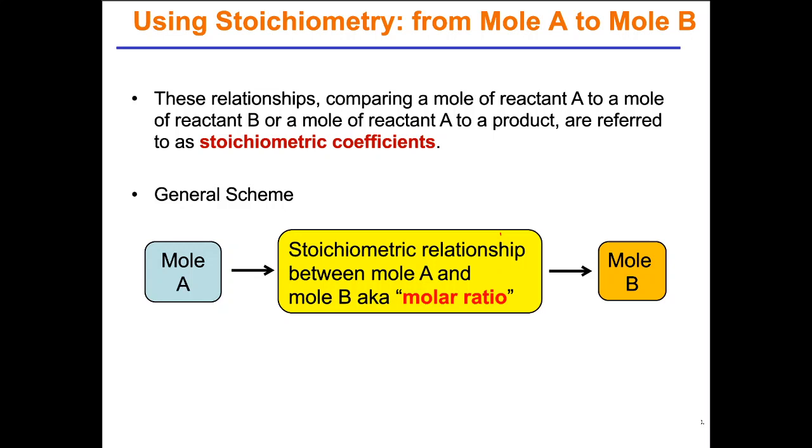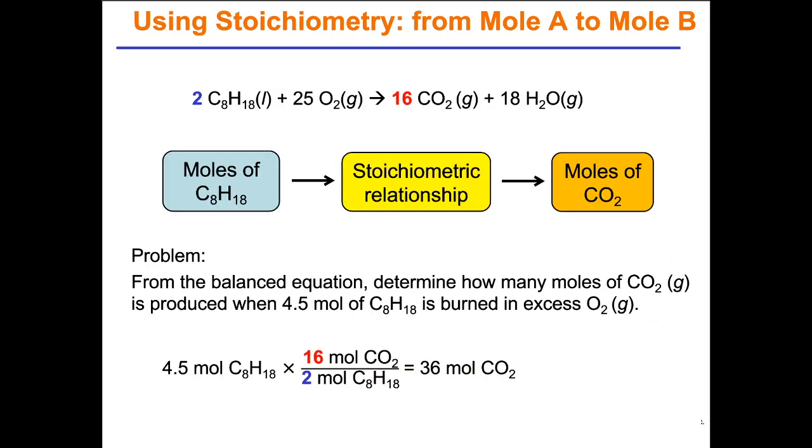But what it lets us do is go from moles of A to moles of B. And we do that by going through this molar ratio. Here's an example. Back to our octane combustion. Suppose we're combusting 2 moles of octane with 25 moles of oxygen to give us 16 moles of CO2 and 18 moles of water. In this case, we're interested in octane and CO2. So we want to know how many moles of CO2. We're going from moles of octane to moles of CO2.